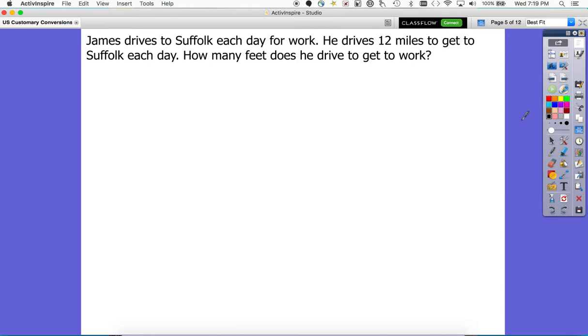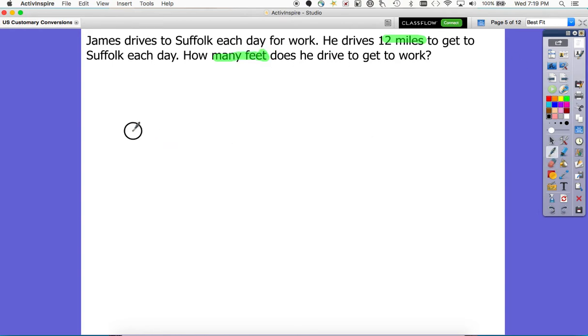Anyways, James drives to Suffolk each day for work. He drives 12 miles to get to Suffolk each day. How many feet does he drive to get to work? Again, James drives to Suffolk each day for work. He drives 12 miles to get to Suffolk each day. How many feet does he drive to get to work?